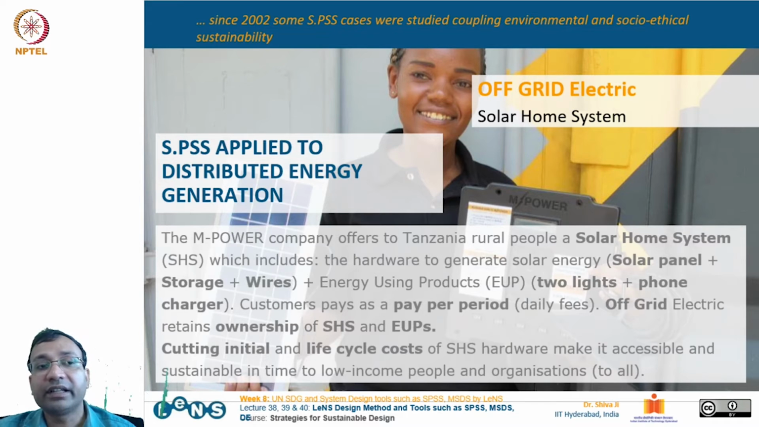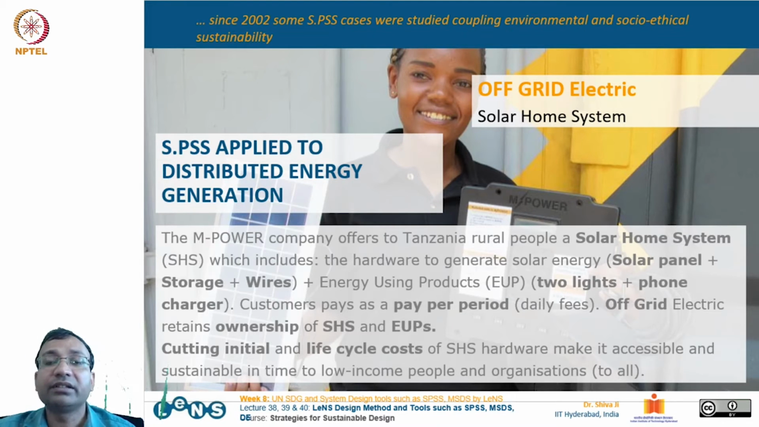Off-grid electric retains the ownership of these SHS and EUPs. Cutting the initial and life cycle cost of such hardware makes it accessible and sustainable in time to low income people and organizations, and in an overall sense for everybody.